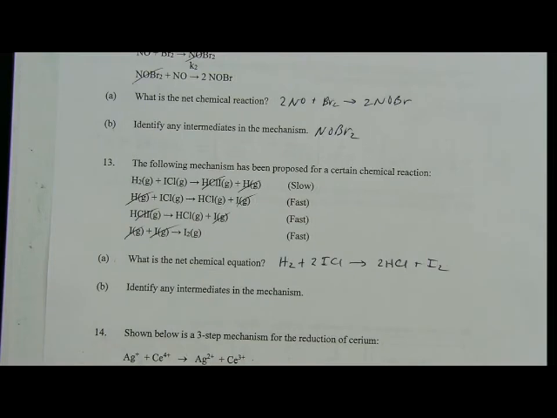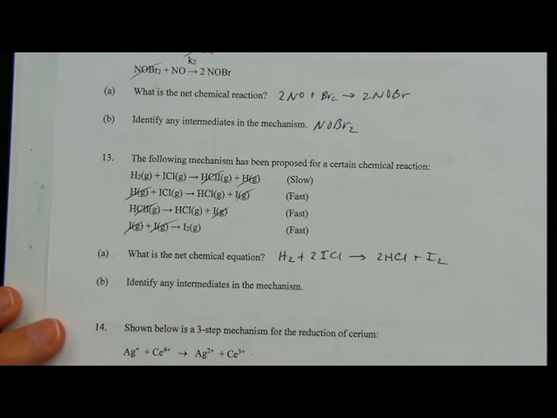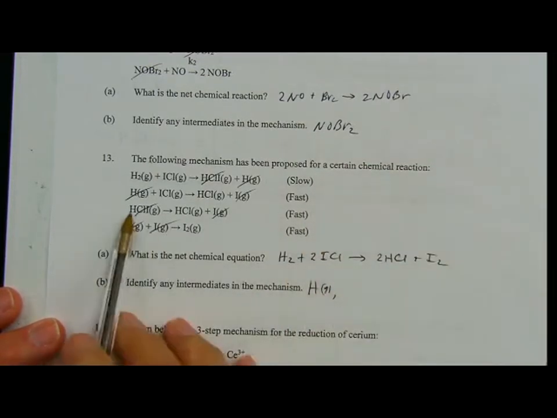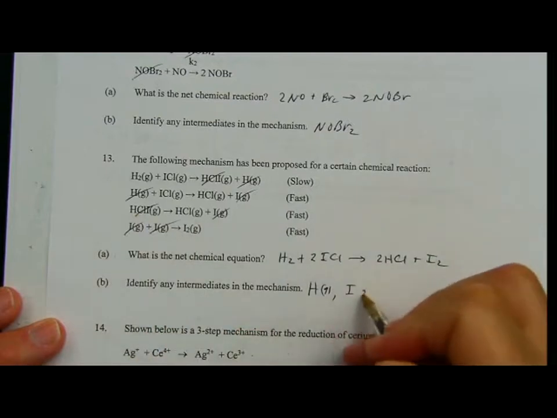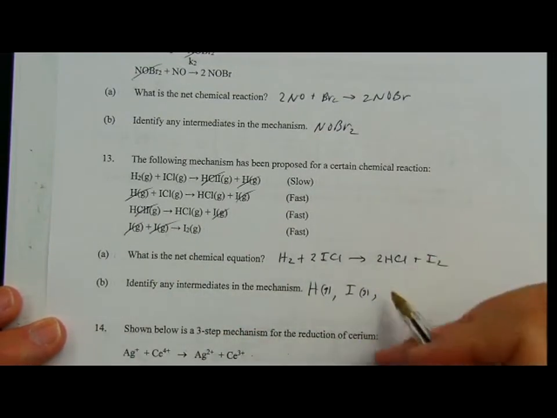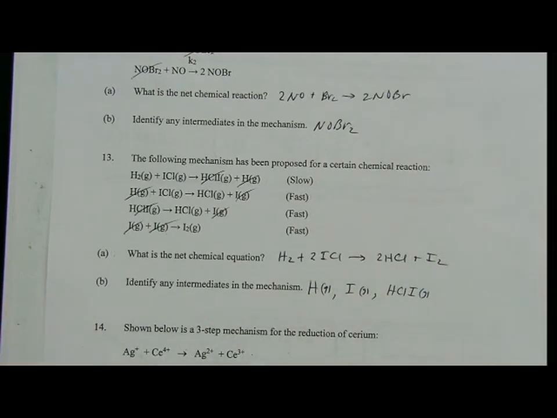Are there any catalysts? Any catalysts here? Okay, no, there are no catalysts. There's nothing that appears first on the left-hand side. How many intermediates do we have? 3 of them. That is correct. So hydrogen is 1. Then iodine gas is another. And the HCl is another. So there are actually 3 intermediates.